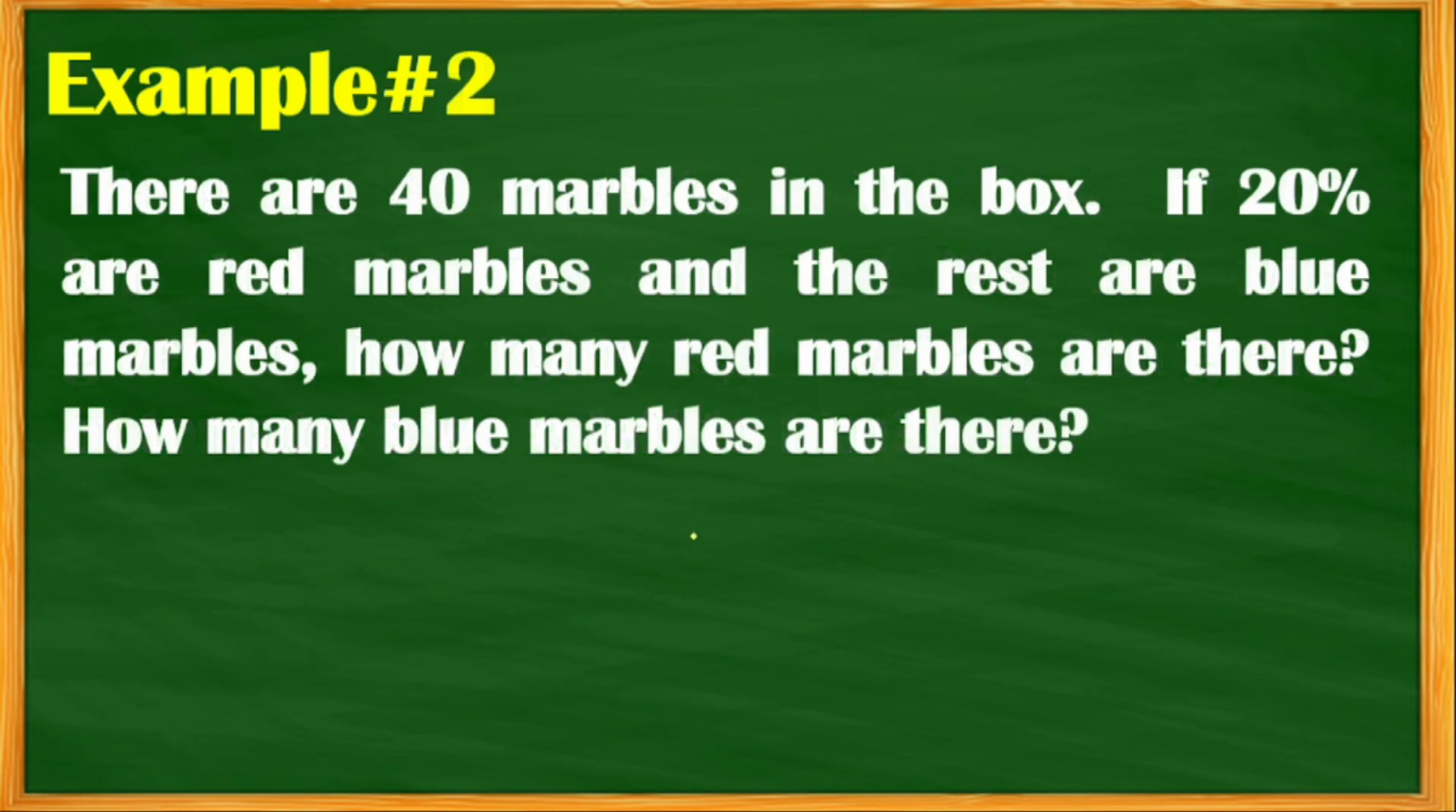Next, example number 2. There were 40 marbles in the box. If 20% are red marbles and the rest are blue, how many red marbles are there? How many blue marbles are there? So we're going to find the red and the blue marbles. So let's identify the given first.